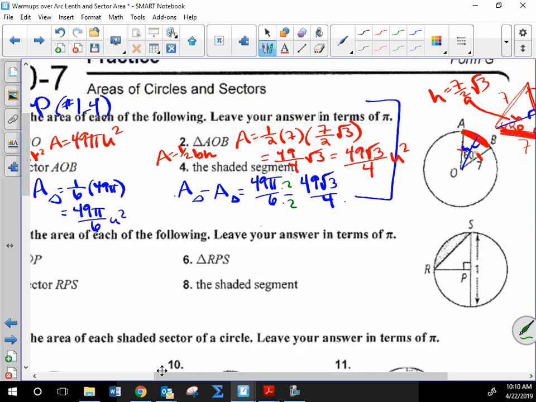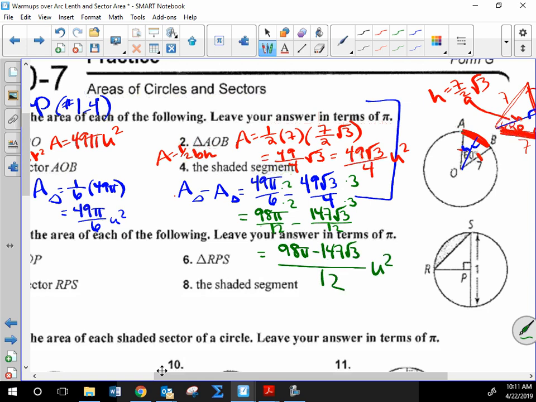bottom. Times 3. What's 49 times 2? It's only one away from 50. Good, 98. So 98 pi over 12. Ooh, what's 49 times 3? It's one away from 50, so 50 times 3 minus 3. Good, 147. With the calculator. So I could combine this into one fraction and say 98 pi minus 147 root 3 over 12.